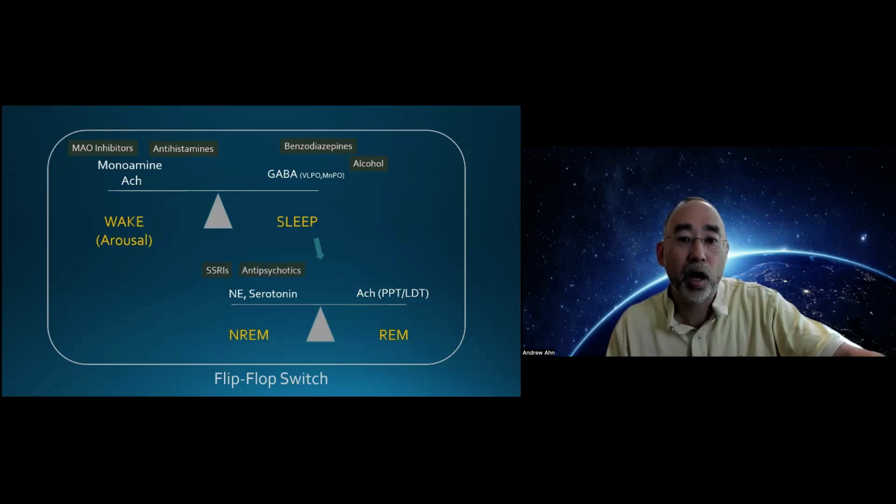And if you look at the non-REM balance, SSRIs and many antipsychotics increase the norepinephrine and serotonin that favors non-REM and also suppresses REM. And finally, Alzheimer's disease, characterized by a loss of cholinergic neurons, often leads to significant deficits in REM sleep as well.